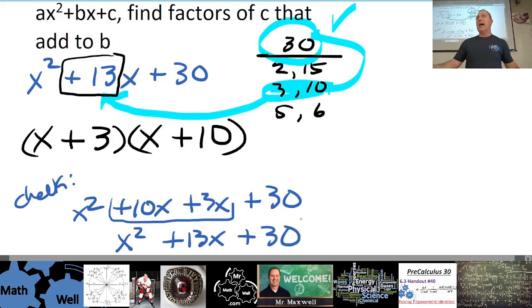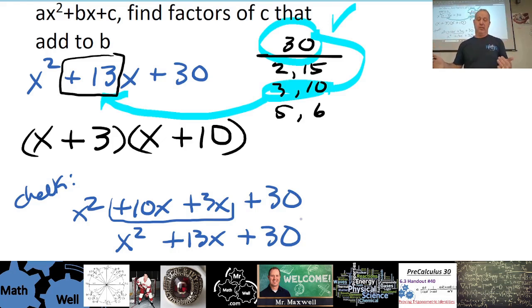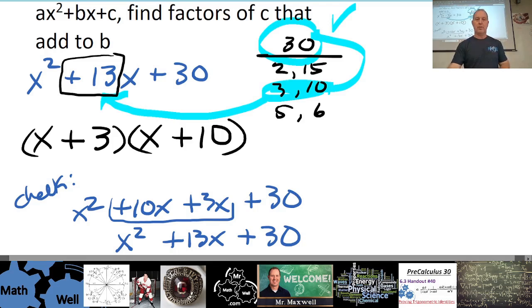Now, I spent a little bit more time on factoring than the FOIL method because that's the main point in this lesson, so that's what we've got to get to. If you are still unsure about the FOIL method, multiplying out, you'll need to practice that. Either come talk to me, watch some videos on the FOIL method, just get some more practice. But the factoring is where we want to go, okay?